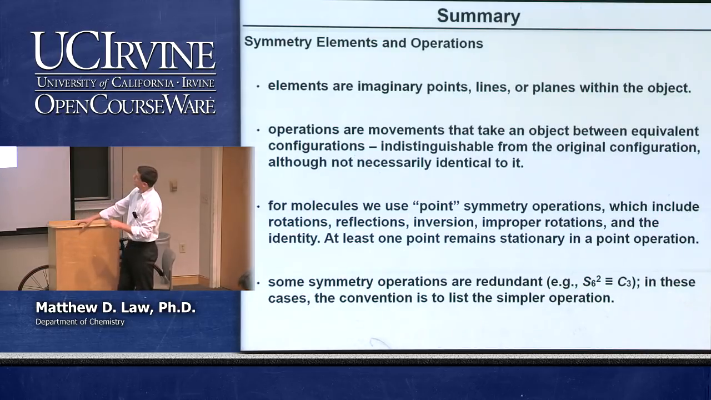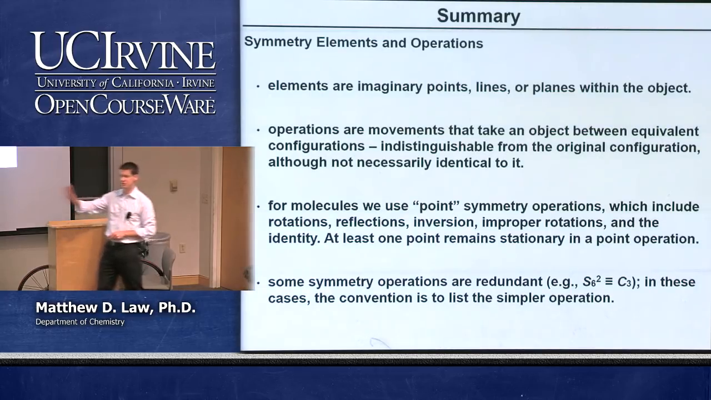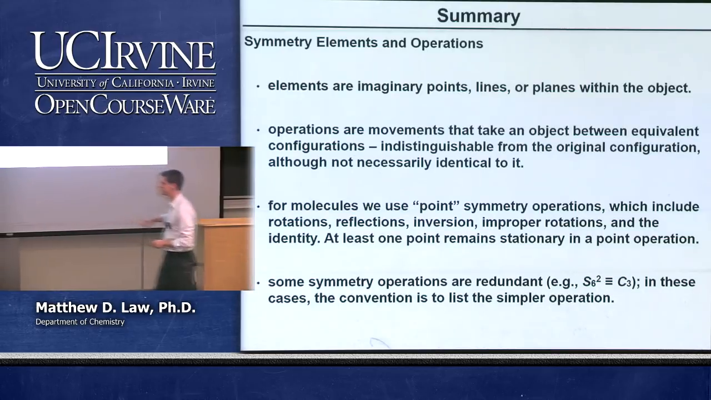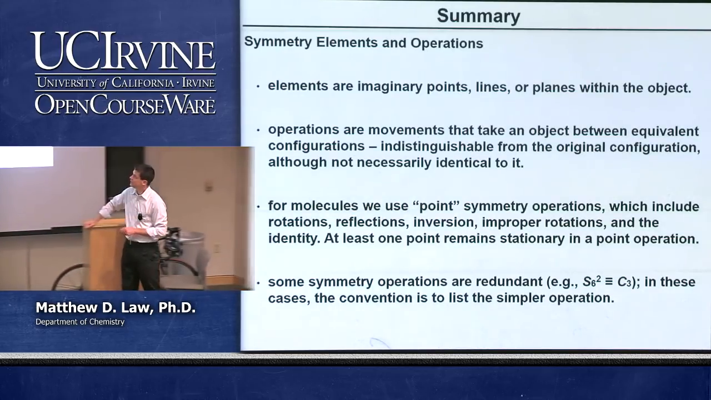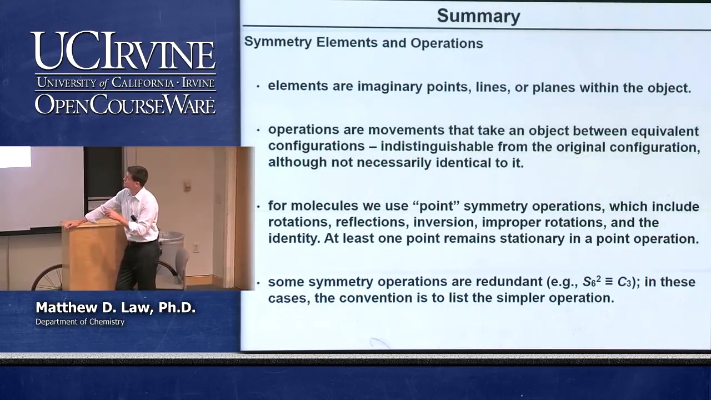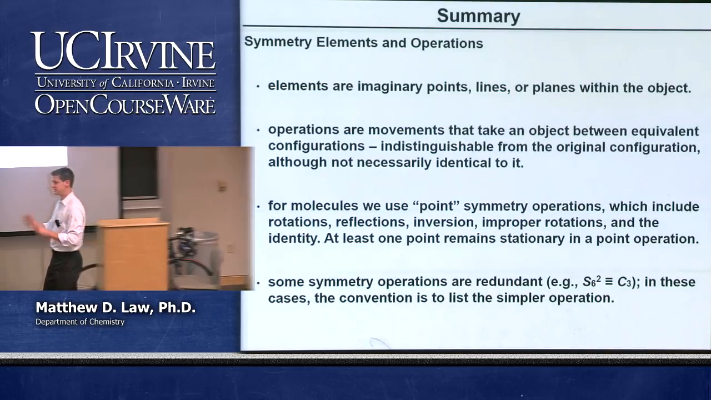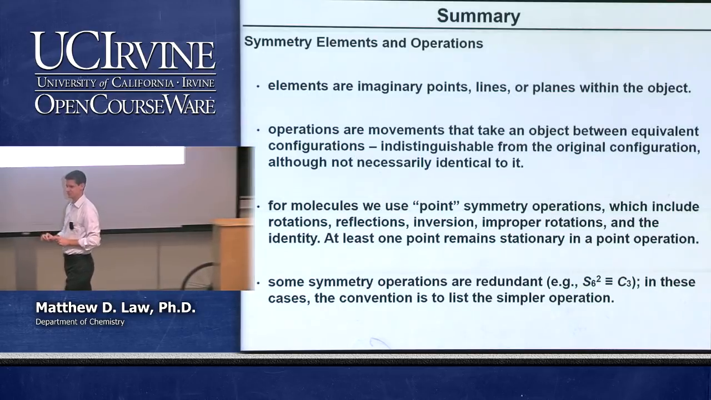Okay? And what we're going to do is we are interested in movements between equivalent configurations. When we close our eyes, we do the operation, we open our eyes, we can't tell the operation has been done. That's what the equivalent configuration means. In other words, indistinguishable from the original configuration. However, there's a discrimination here. Indistinguishable is not the same as identical.